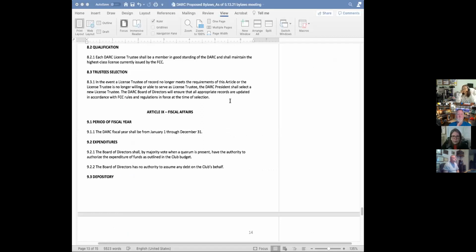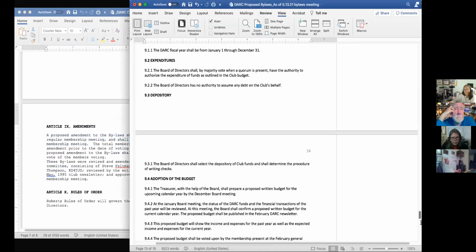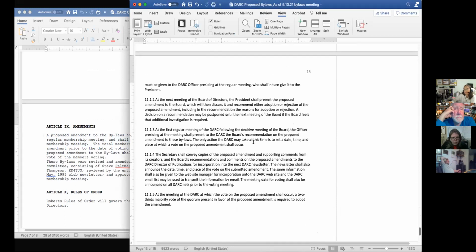Well, would it help? Looking at the old ones, would it help to just say proposed amendments shall be presented in written form at a meeting and then voted upon at the next meeting? Let's see.